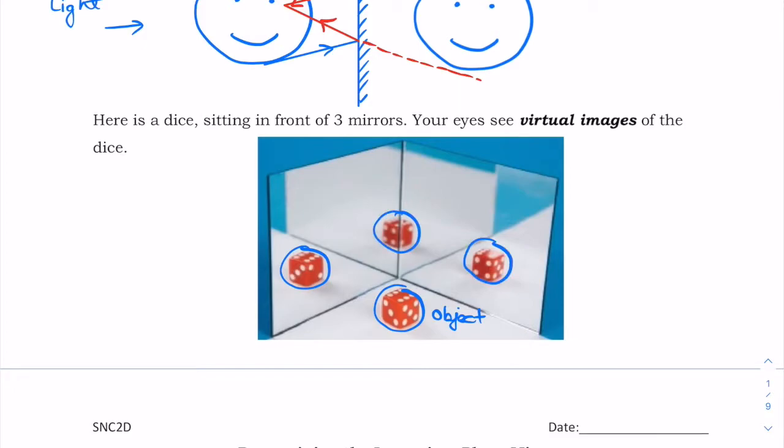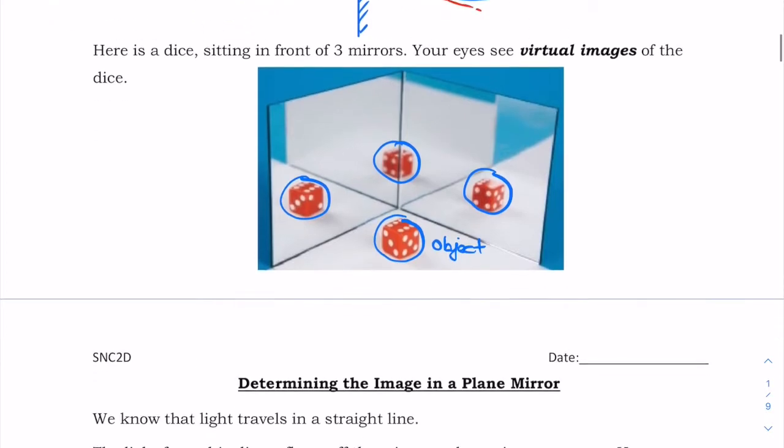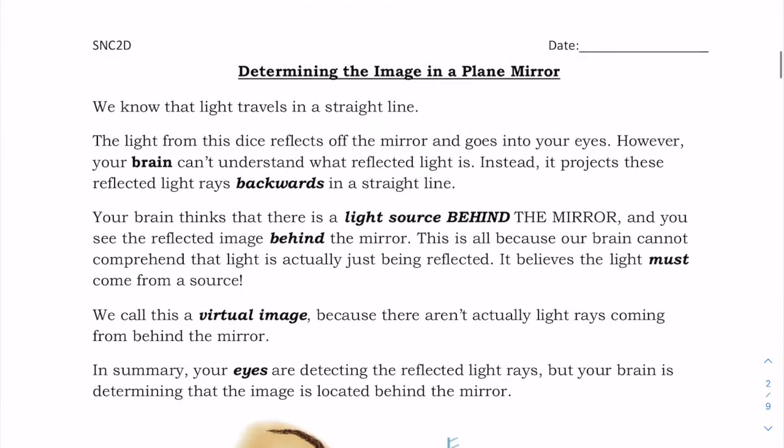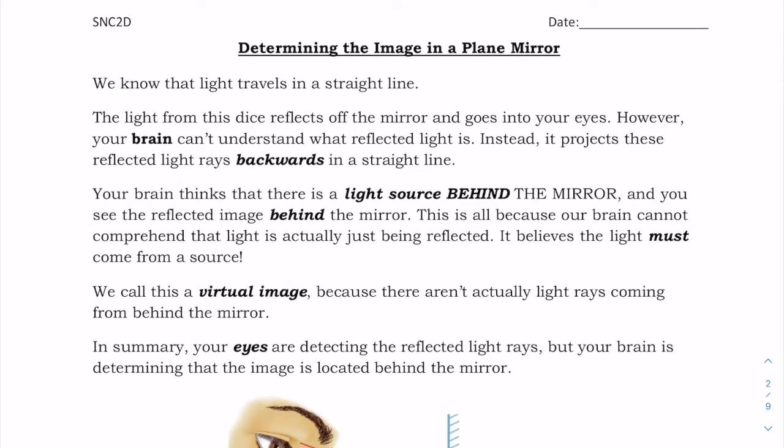And it looks like there's 3 dice on the other side of the mirrors, but in reality, there's nothing there, which is what makes it a virtual image. So how do we determine the image in a plane mirror? Well, we're going to use the property of light, that it travels in a straight line. So in the previous picture, the light from the die reflects off of the mirror and goes into your eyes.